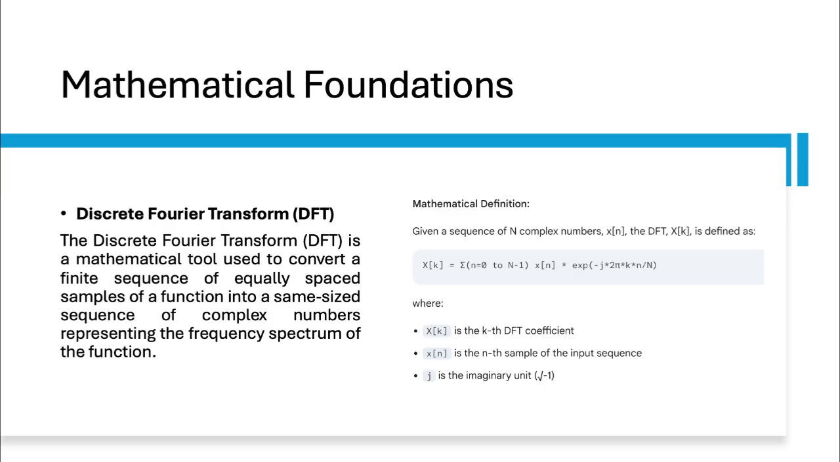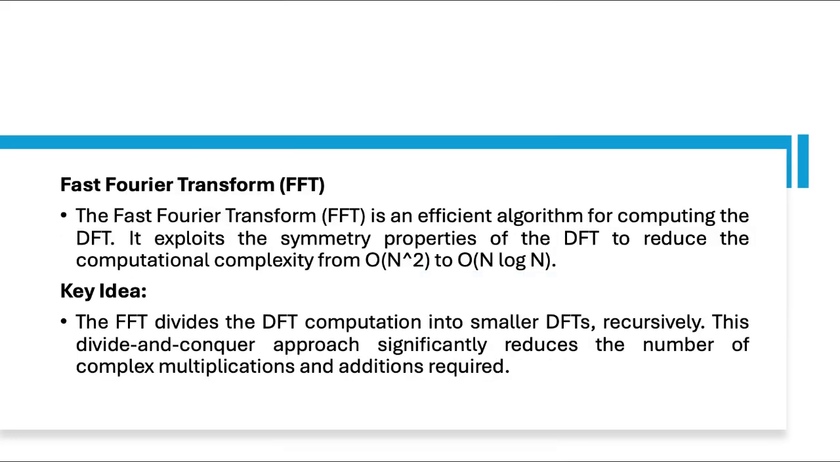The discrete Fourier transform is a mathematical technique that transforms a finite series of evenly spaced samples of a function into an equally sized series of complex numbers, which represent the frequency spectrum of that function. The Fast Fourier Transform is an efficient algorithm for computing the discrete Fourier transform, leveraging the DFT's symmetry properties to reduce the computational complexity from O(n squared) to O(n log n).